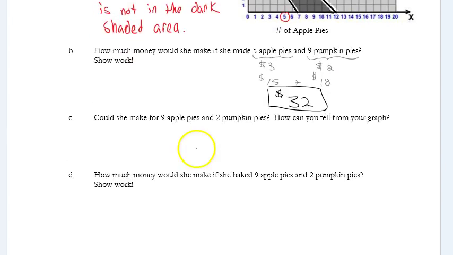Go ahead and press pause and try the second example here. 9 apple pies, 2 pumpkin pies. How can you tell from your graph? And then answer part D. When you're done, unpause to check your answer.